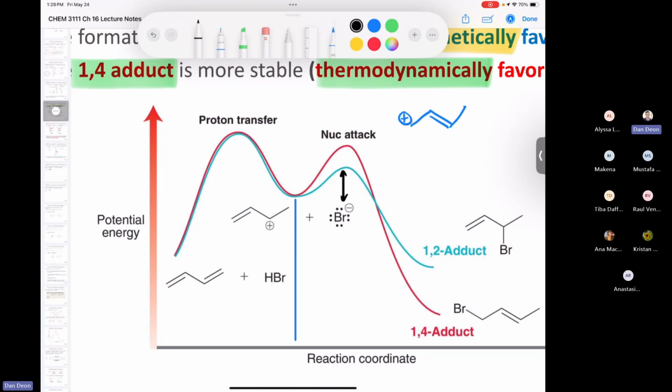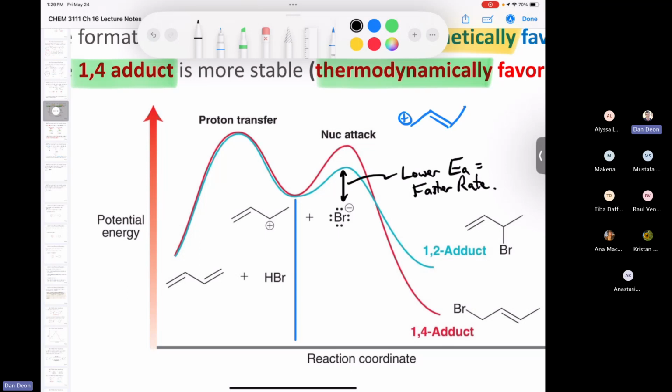It's kinetically favored, right? Lower activation energy equals faster rate, right? Nothing new there. Like now it's coming back to me. Good, okay? So lower activation energy, therefore a faster rate.